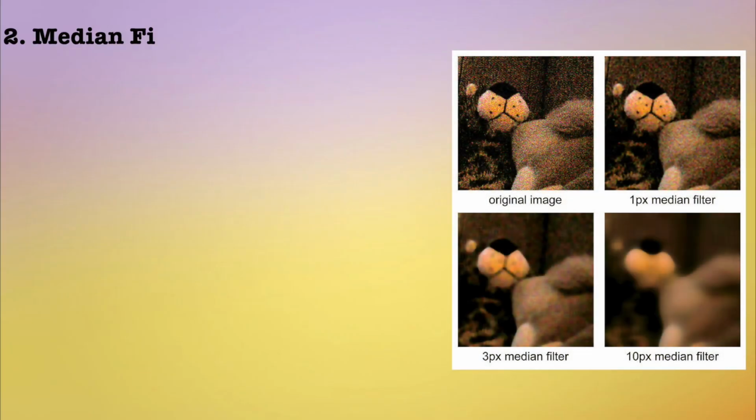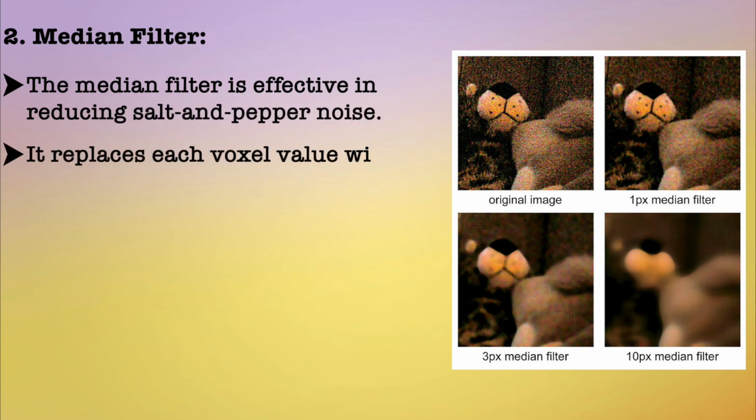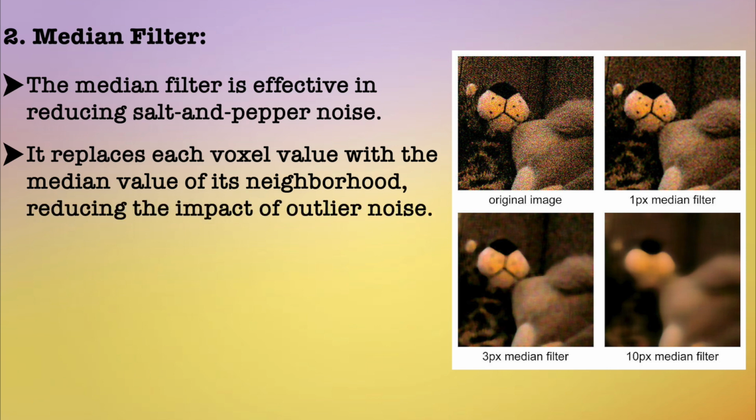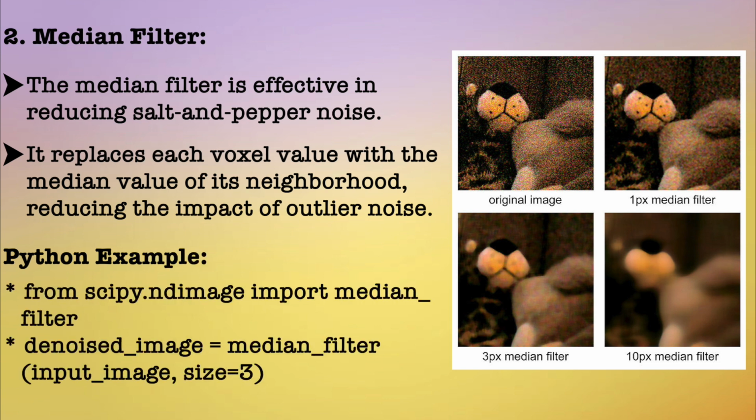Next is the median filter. The median filter is effective in reducing salt and pepper noise. It replaces each voxel value with the median value of its neighborhood, reducing the impact of outlier noise. Here is the Python code for this. We import the library and then call the median filter function, giving the input value with size equal to 3, which is predefined.